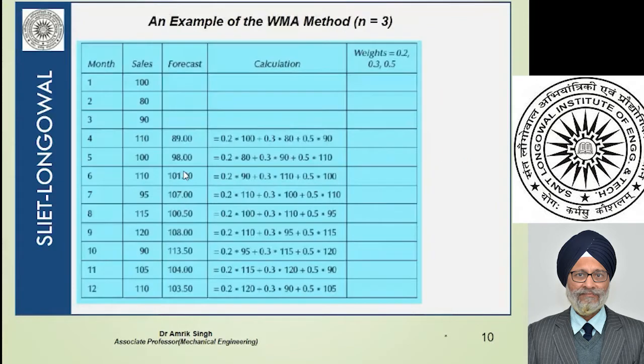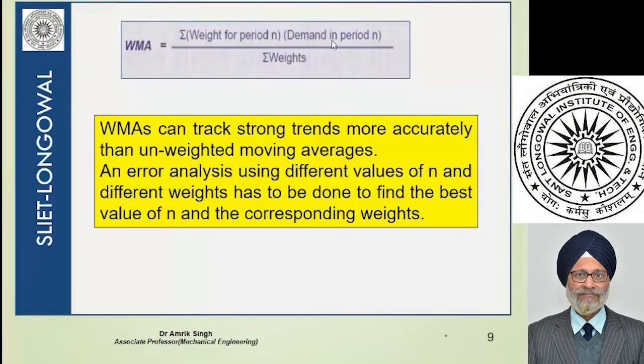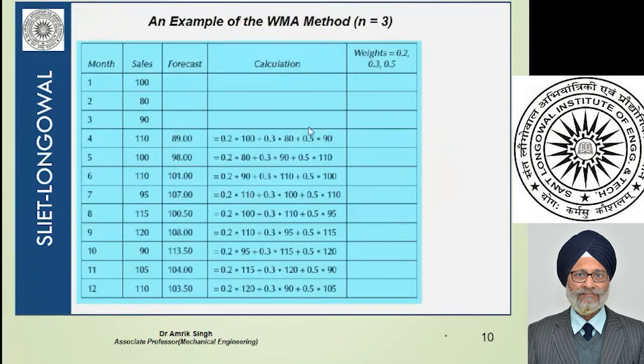Just as you have seen here, sigma of the weight of the n period into the demand for the n period, divided by the weights. Here the sigma of weights will be 1. So that's why we calculate this, and this will be the value 89. You can find it also: 100 into 0.2 is 20, 80 into 0.3 will be 24, and 90 into 0.5 will be 45. So 45 plus 20 is 65, plus 24 gives you 89.